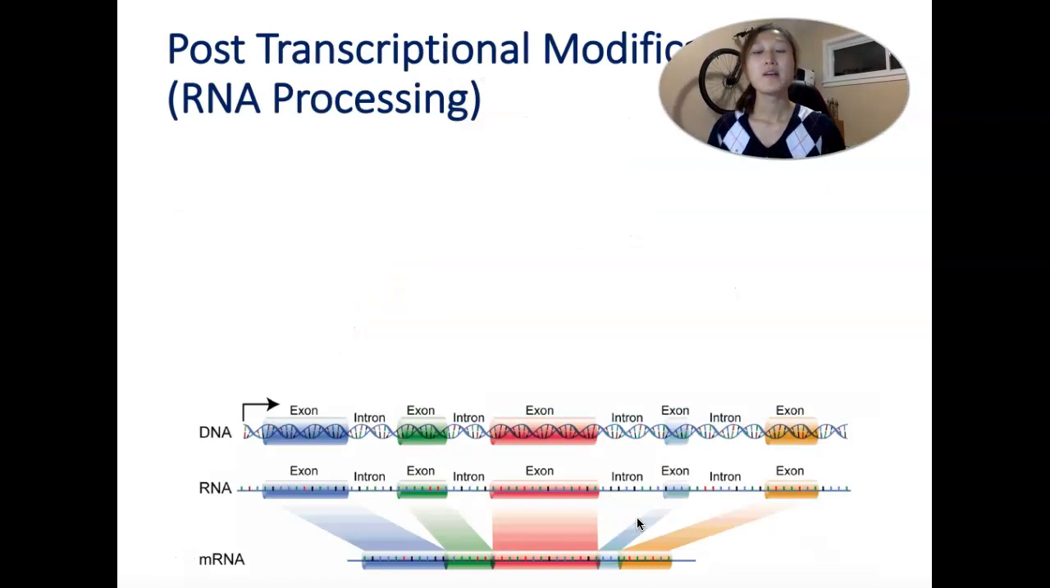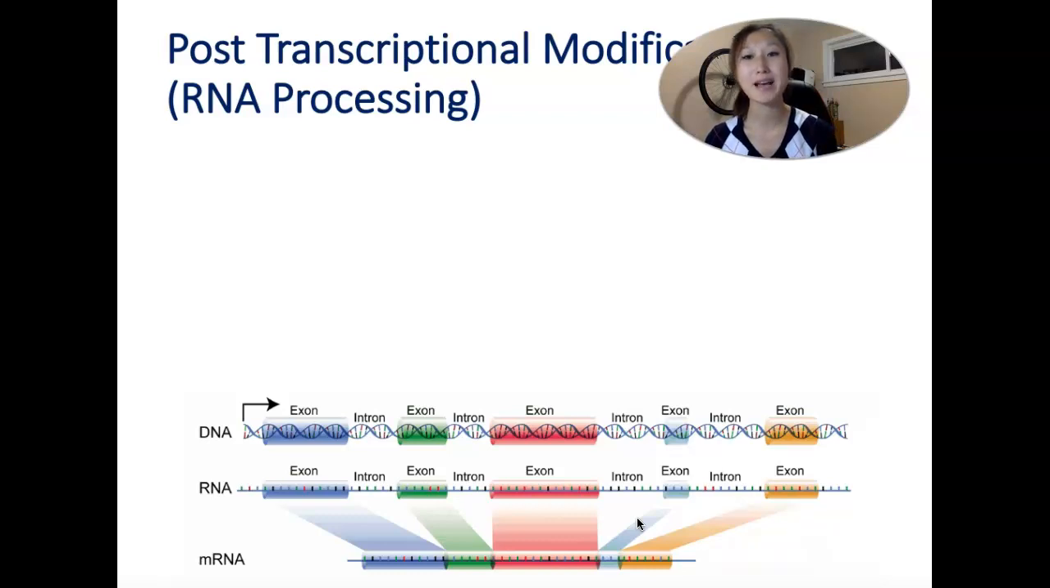Moving on. If we're talking about a eukaryotic cell, a lot of the actions that take place in the eukaryotic cell are simply more complex. So one of the things that happens in a eukaryotic cell that doesn't take place in a prokaryotic cell is something called RNA processing, or post-transcriptional modification.